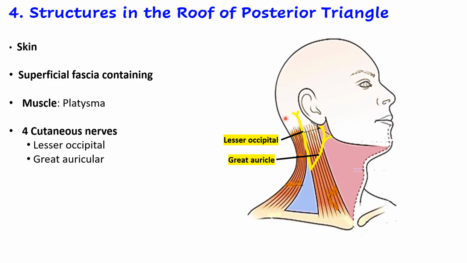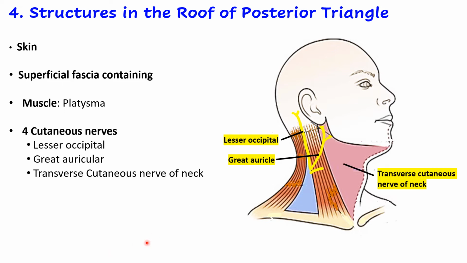the sternocleidomastoid. The third nerve, remember neck, I told you, will be running transversely, right? And will be going to the anterior triangle of the neck to supply the skin there, and will divide into an ascending and a descending branch. So this is transverse cutaneous nerve of neck.